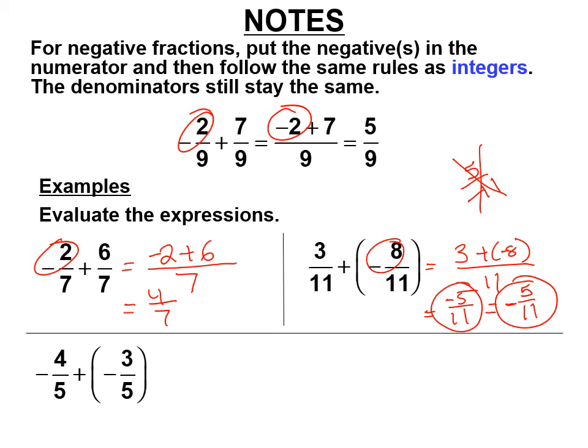So try this one. So we have negative 4 plus negative 3 all over 5. So negative 4 plus negative 3 is negative 7. So we get negative 7/5. And that is a correct answer.